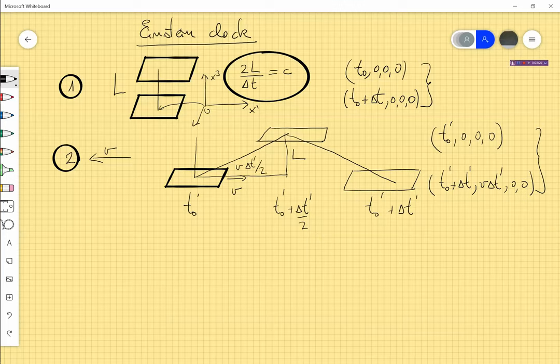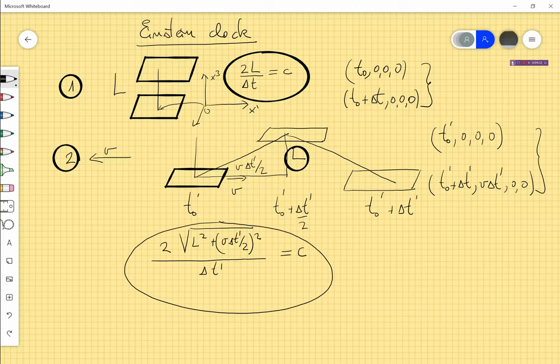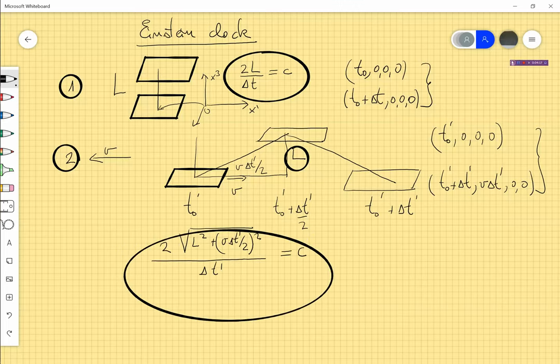There is an assumption here, and the assumption is that distances in directions perpendicular to the motion are not affected. They will not be transformed. So if this distance is L, it will remain L in the second coordinate system. Now, the relation will be that twice this distance, which is the square root of L squared plus (V delta T prime over 2) squared, multiplied by 2 and divided by delta T prime, is also C. So this is exactly the same relation as we saw before, but in coordinate system 2.